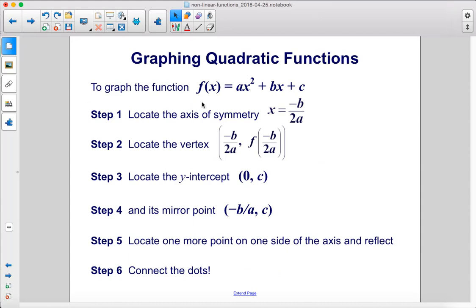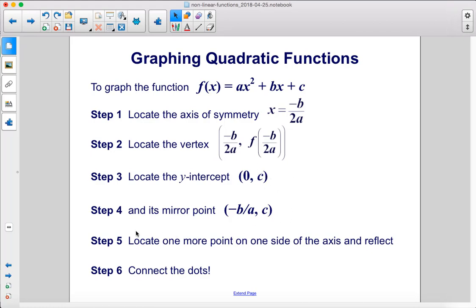To graph the function f of x equals ax squared plus bx plus c, step 1, locate the axis of symmetry, x equals negative b over 2a. Step 2, locate the vertex. By plugging in this x value into the function, we get our vertex point. Step 3, locate the y-intercept, which is when x equals 0, so we solve for c.